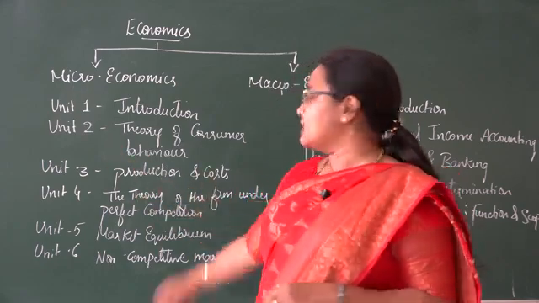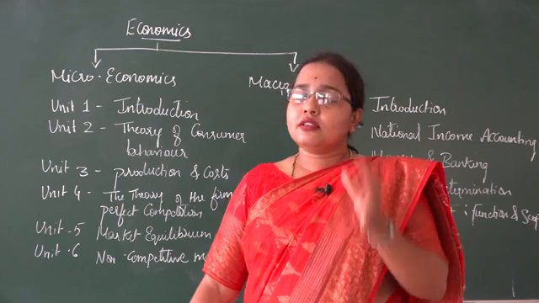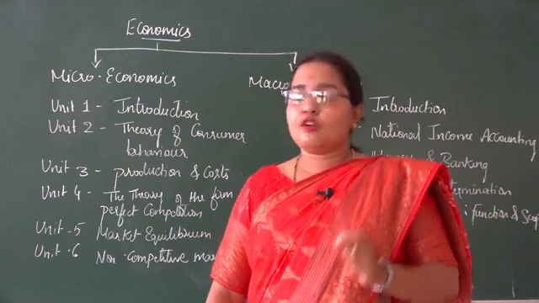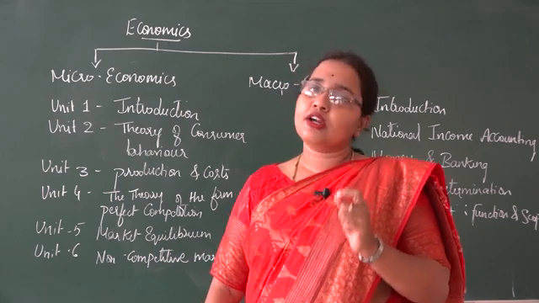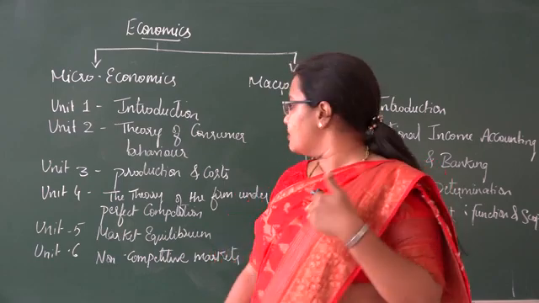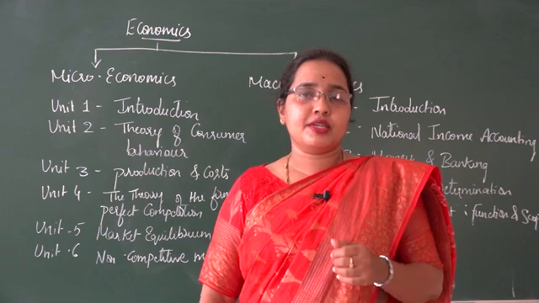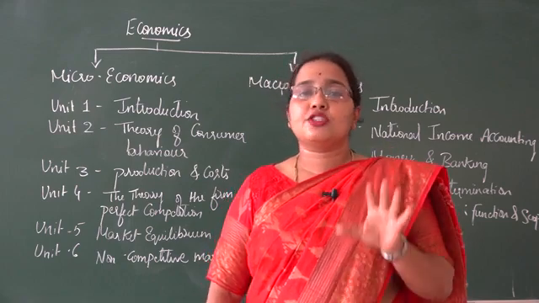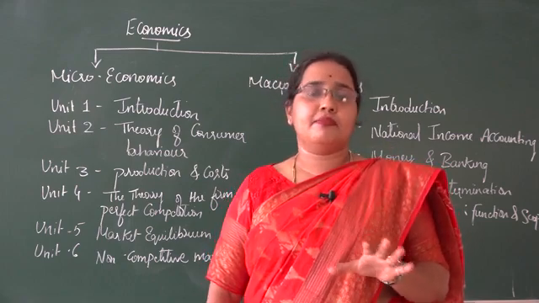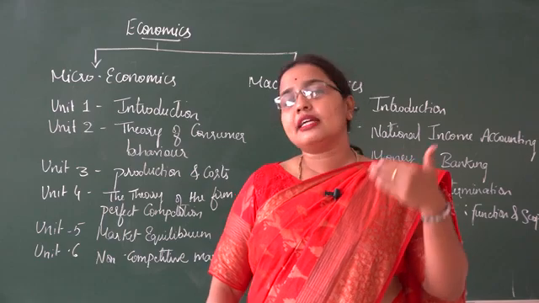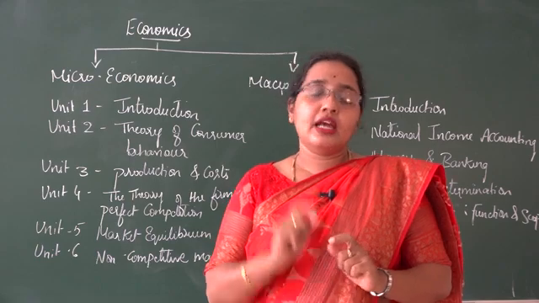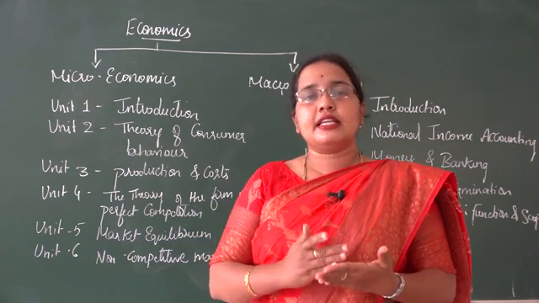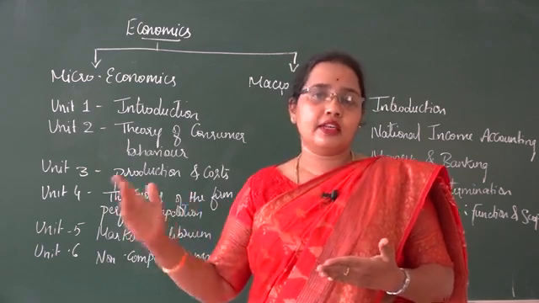Chapter 4 particularly deals with the market condition called perfect competition. There you study the theory of the firm under perfect competition. And then comes chapter 5, or unit 5, which speaks about the state of balance or rest called equilibrium. There you study about market equilibrium, where the demand and supply factors should be equal, and here you study about price ceiling, price floor and other related concepts.